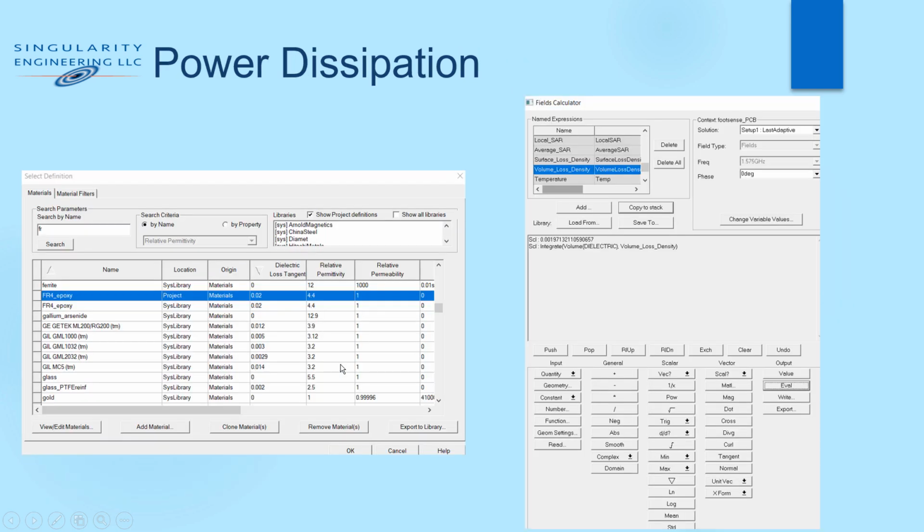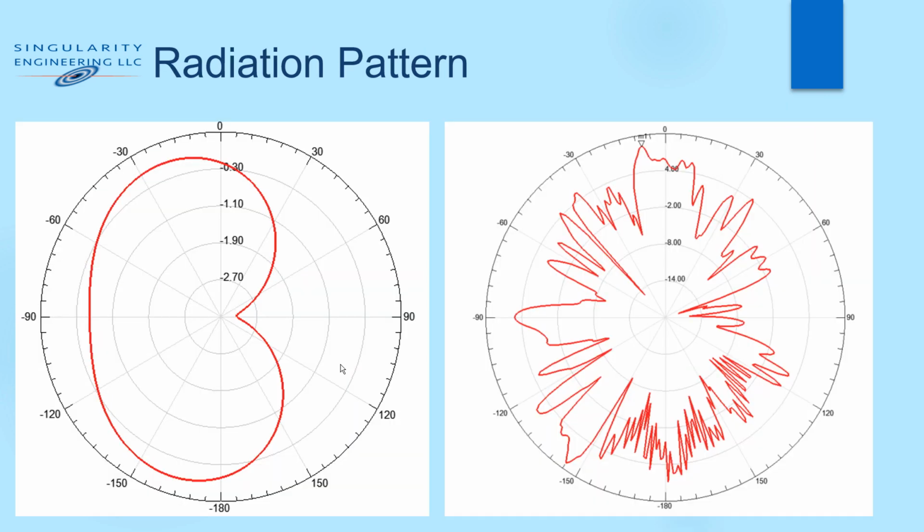And yes, we also look at the power dissipation. We have the lossy material, and we can calculate how much power dissipates in this lossy material. So in this case, you can consider whether you want to change your material property or not. And we also showed you the radiation pattern in free space and inside a car.